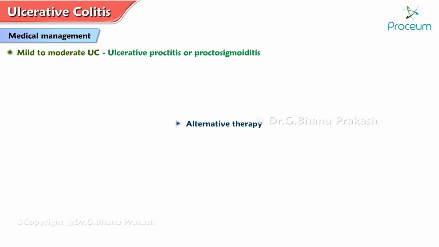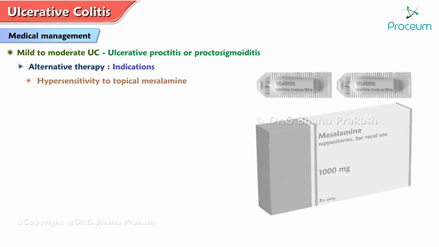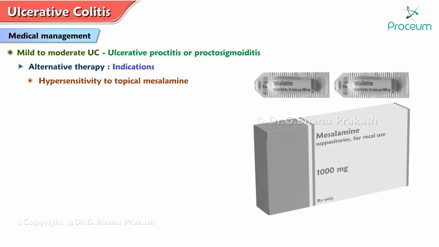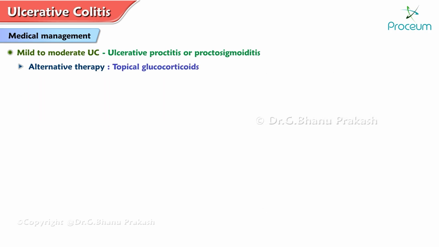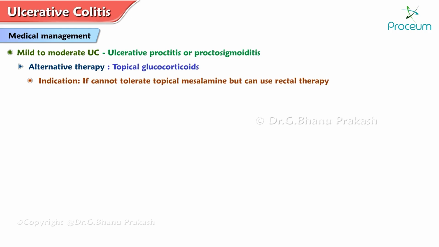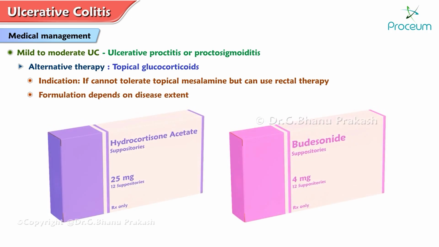Alternative therapy. Alternative agents are available as initial therapy for patients with a hypersensitivity to topical mesalamine or for patients who are unable or unwilling to use topical therapies in general. Topical glucocorticoids. Patients who can't tolerate topical mesalamine but who can use rectal therapy are treated with topical glucocorticoids, and the formulation depends on disease extent. For example, hydrocortisone, budesonide.